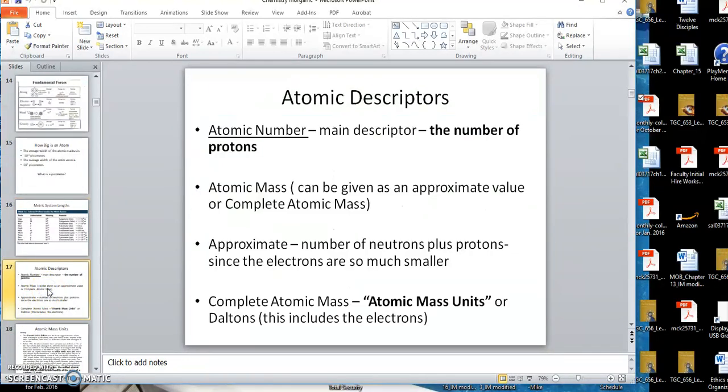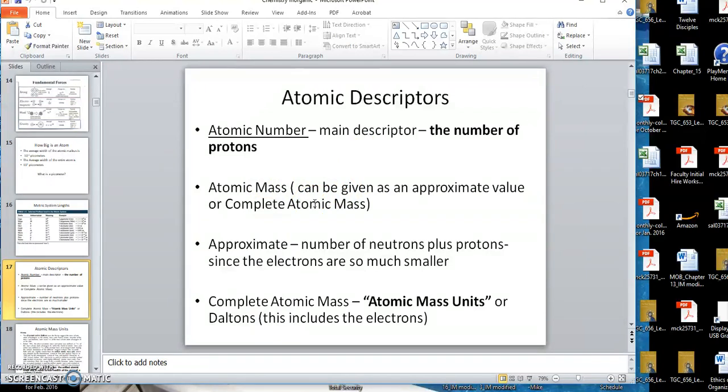An atom has certain descriptors about itself. Okay? The main descriptor is going to be something called the atomic number. The atomic number is the number of protons. If you change the atomic number, you actually change the element. So in other words, the synthetic elements changed the atomic number in order to get that. The atomic mass, in a rounded fashion, is to say the number of neutrons plus protons. Now that is in a rounded fashion, which you'll see in the text.